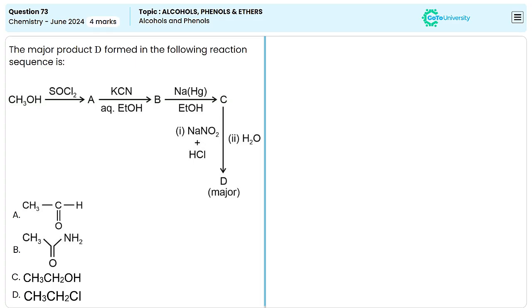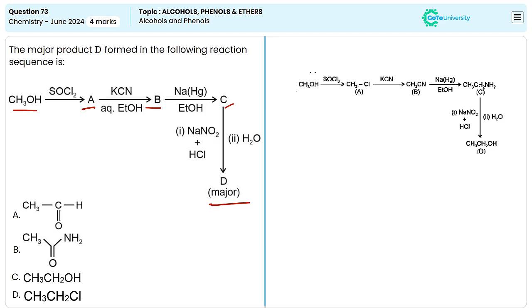In this question, you have been asked to identify the final major product of the given reaction sequence. In order to find out the major product of the reaction, we need to know the intermediate products A, B and C. So we are starting from methanol molecule and we can write the overall reaction as given here.